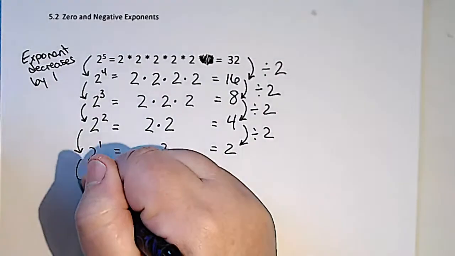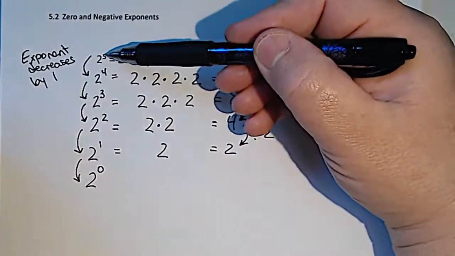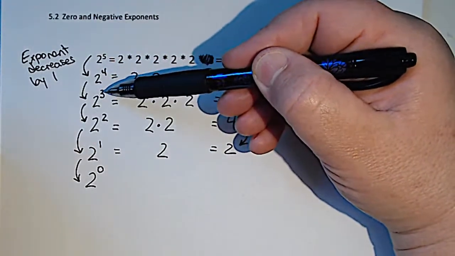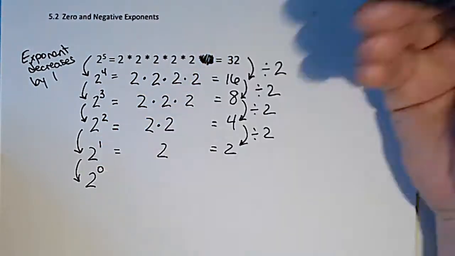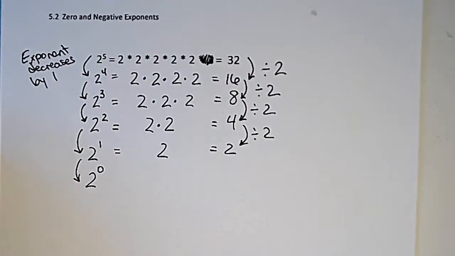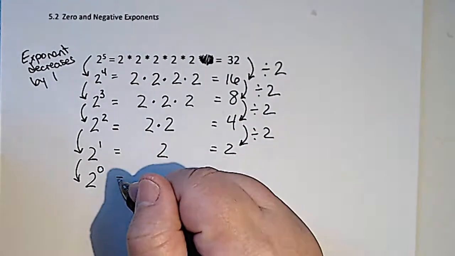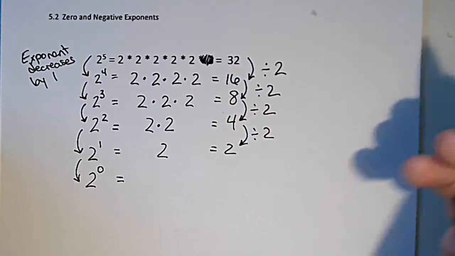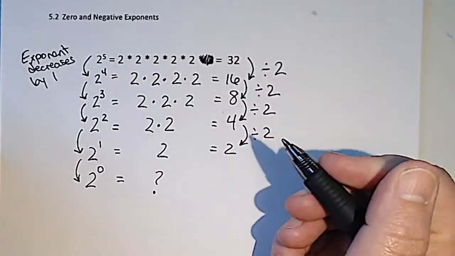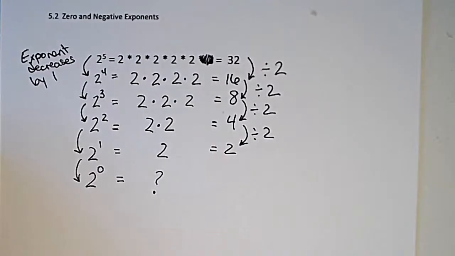Now, am I following the pattern? I went from 5 to 4, from 4 to 3. These are the exponents. From 3 to 2, from 2 to 1, from 1 to 0. I'm following the pattern. I'm subtracting 1 every time. Okay, so how do you write 0 2's multiplied together? The answer is, who knows? This is no longer that same definition. Now we're looking at a pattern rather than an actual definition or a meaning of an exponent. So this is the pattern that the exponent follows, not the actual meaning.